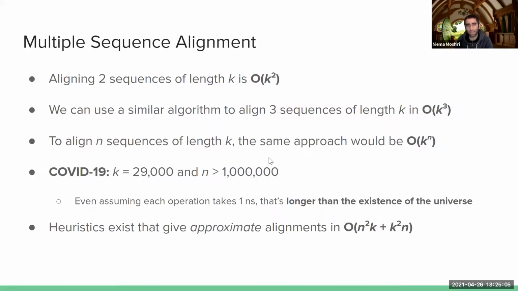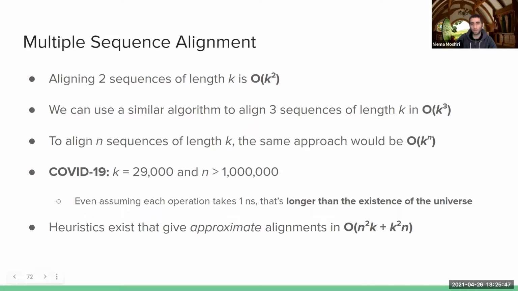So there are heuristics that exist that give approximate alignment. The algorithm that I described, where for 2 sequences I fill in a matrix, for 3 sequences I fill in a cube, for n sequences I fill in some n-dimensional hypercube of some sort, gives me an exact alignment. It's guaranteed to give me the optimal, absolute highest scoring alignment. So if I wanted to speed things up, I could use what's called a heuristic. A heuristic is an algorithm that's not necessarily guaranteed to give me the absolute optimal answer, but it hopefully generally gives you a pretty good approximation.